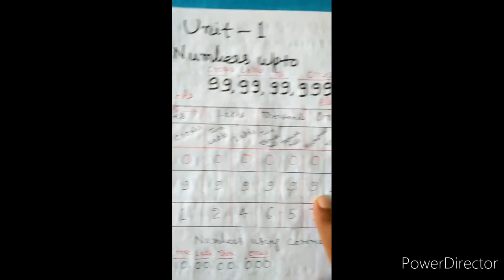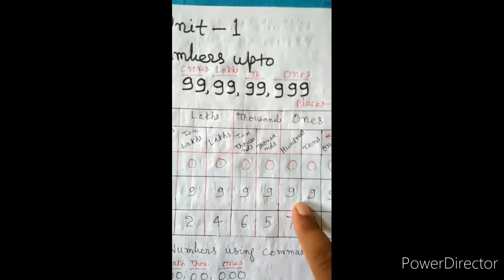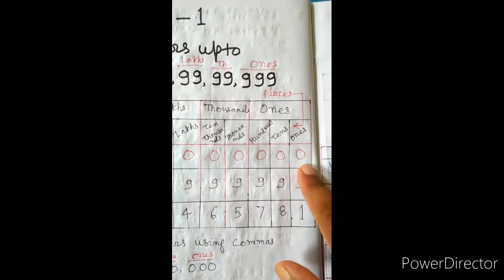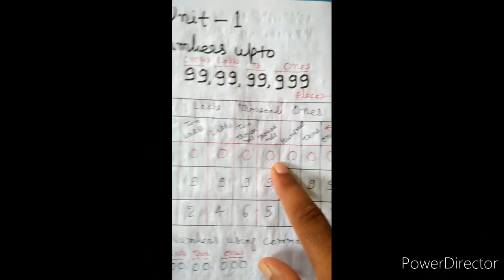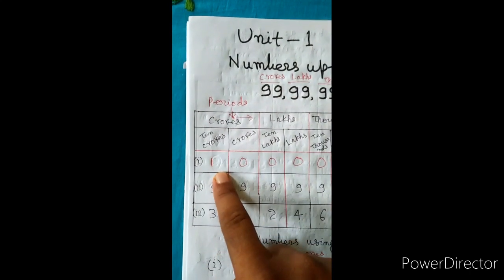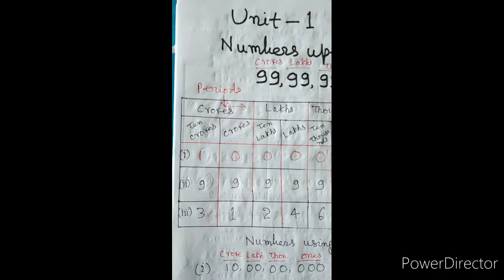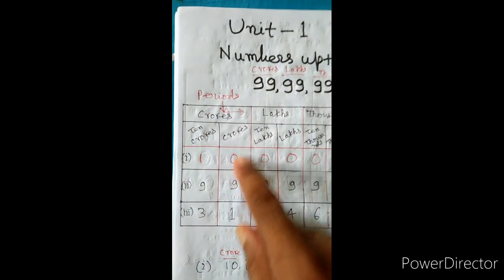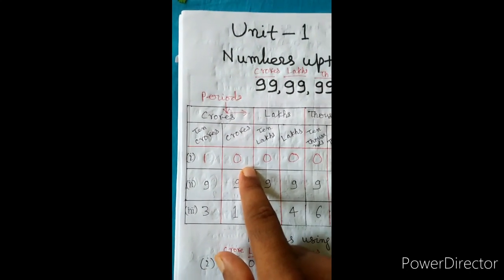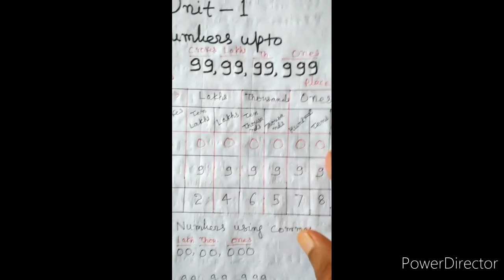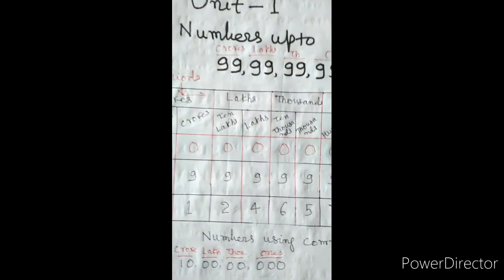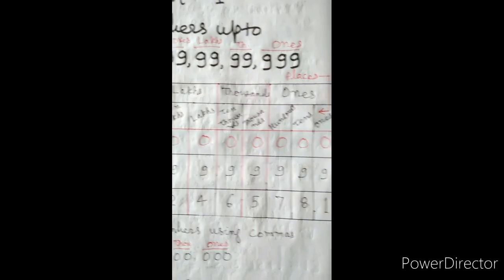Now, try to put different digits in each place of different periods. 0, 0, 0, 0. In this way, I put 1 at 10 crores place. And this number is 1, 0, 10, and 10 is lying in crores period. So we read it like this, 10 crore. This number is 10 crore, which is the smallest number having 9 digits.